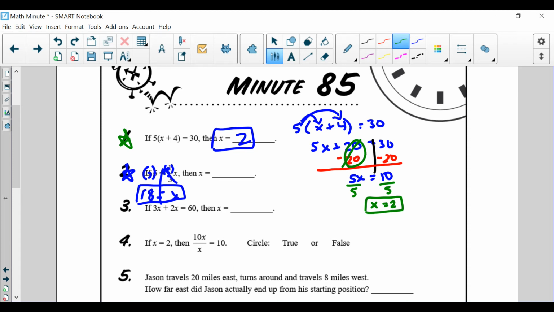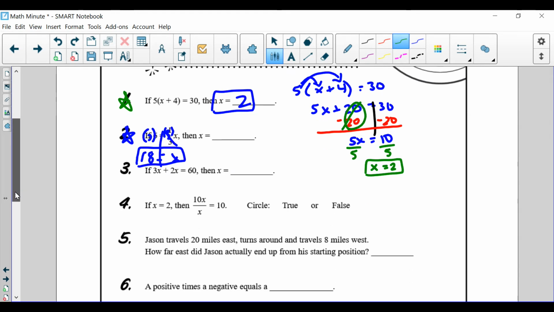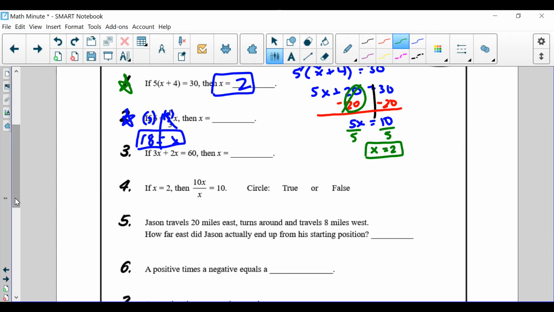It says, if 3x plus 2x equals 60, what is x equal to? So we can combine 3x and 2x. 3x and 2x makes 5x. We're going to go that's equal to 60. We notice 5 times what number is going to be 60? 5 times 12. 5 times 12 is equal to 60. What you do to one side, you're going to do the other, so we can also show that by dividing by 5 from each side. So x is equal to 12.